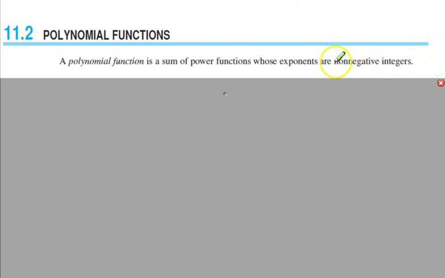Last video we talked about what power functions were, and they have exponents, but in this case for polynomial functions, the exponents have to be non-negative integers. If they do have negative integers, or not even integers but just rational numbers as their exponents, then it is not a polynomial function because it's not made up of power functions explicitly whose exponents are non-negative integers.